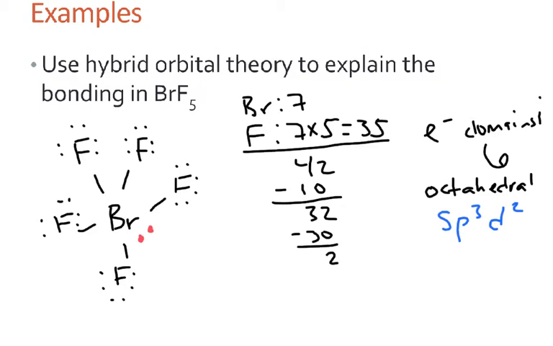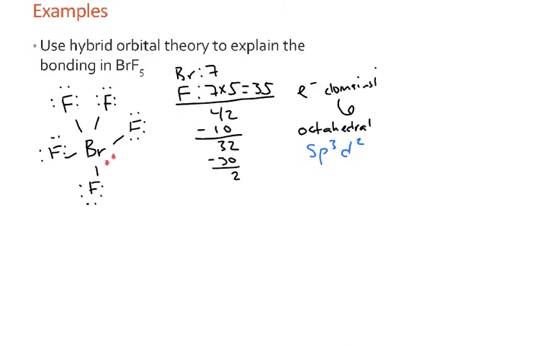Okay, now, if I just asked you what hybrid orbital is needed, this problem would be done. But I'm asking you to use hybrid orbital theory to explain the bonding. In other words, I'm asking you to show it. Okay, so let's go ahead and do that.